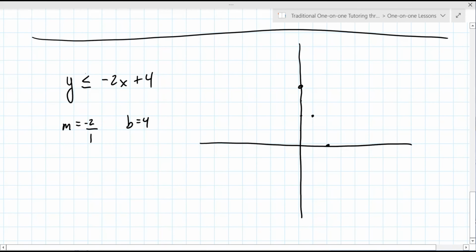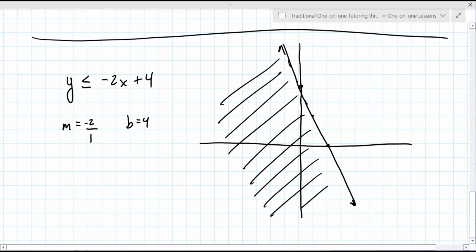It's a solid line because of the less than or equal to. And then you shade underneath. Any questions on that? No. Does yours match what I have? Yes, roughly. Okay, awesome. That's great.